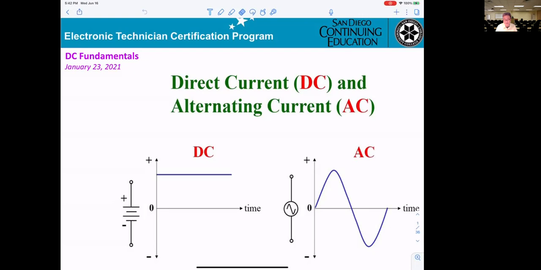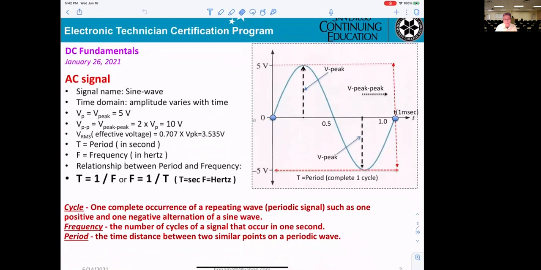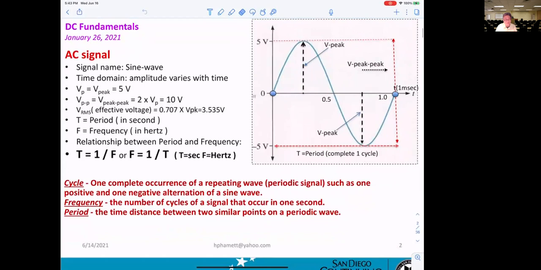Last time, we already went through DC and AC and explained it to you. Also, you have to know that when you see the sine wave, we can ask you what the peak, the peak-to-peak, or the RMS voltage is. You know how to do the basic calculation to get that value. And you also understand what the period is. If you get the period, you are able to calculate the frequency: T equals 1 over F, or F equals 1 over T.